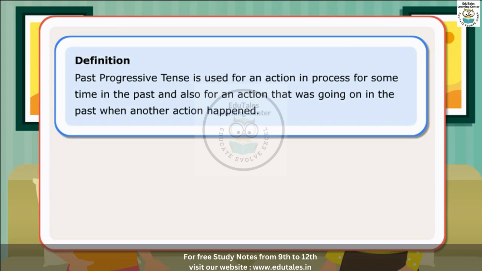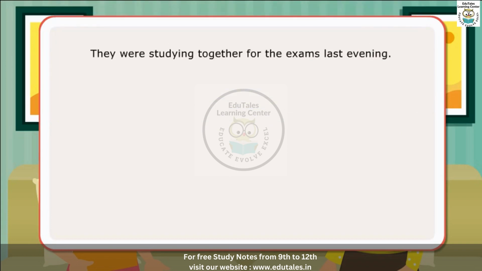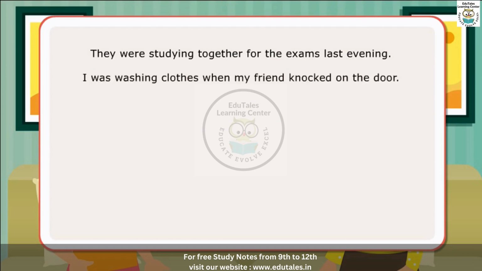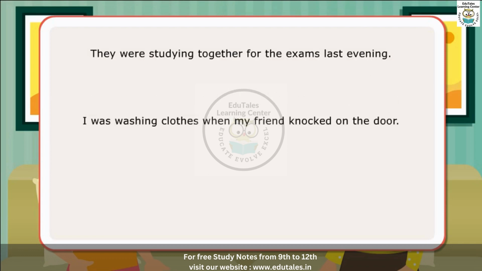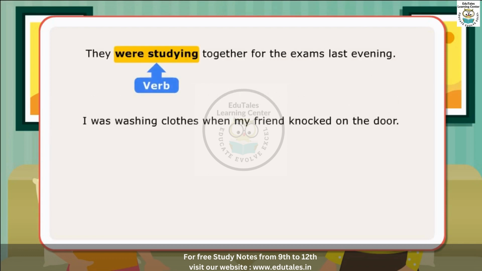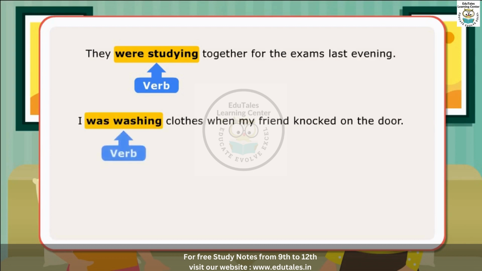Let us look at a few sentences. They were studying together for the exams last evening. I was washing clothes when my friend knocked on the door. In the first sentence, the verb were studying gives information about an action that continued for some time in the past and is past progressive tense. In the next sentence, the verb was washing is past progressive tense as it tells about a past action that was in process when another action occurred.